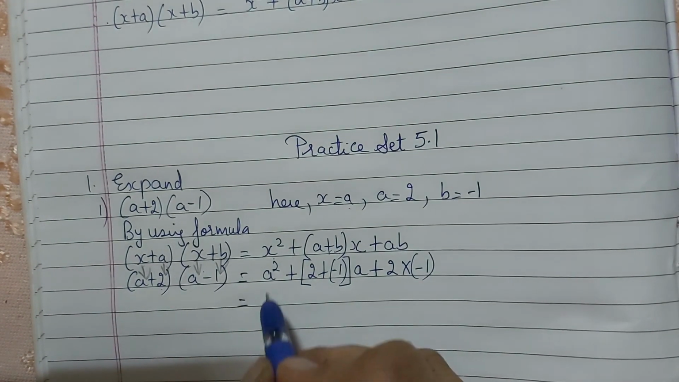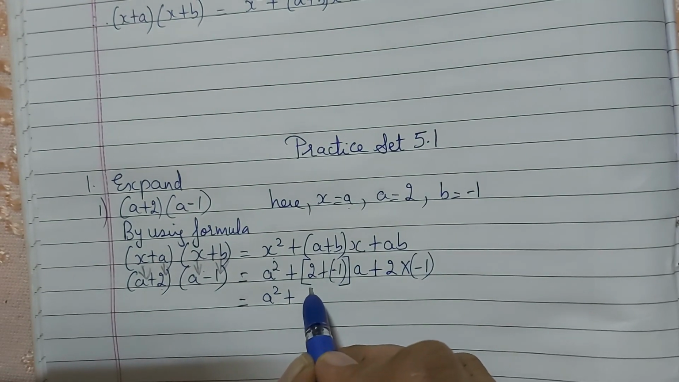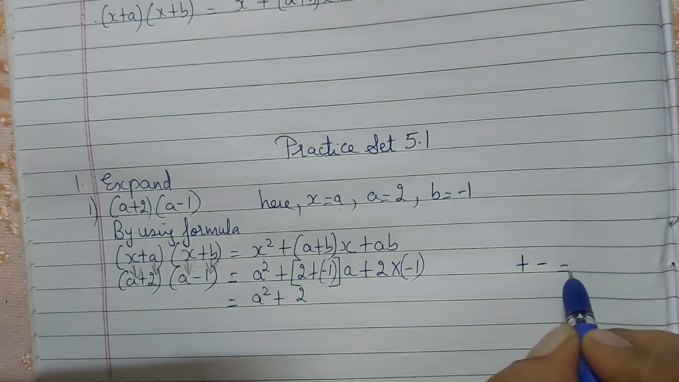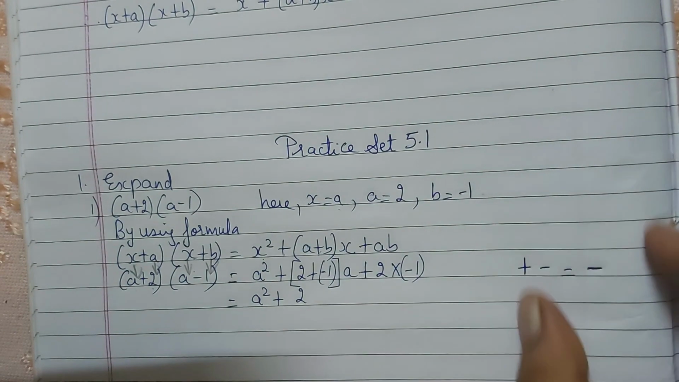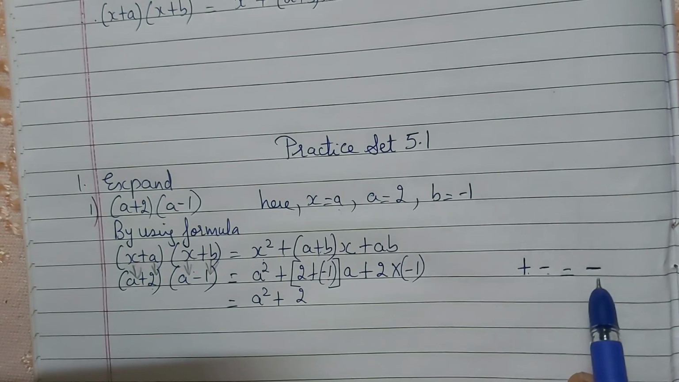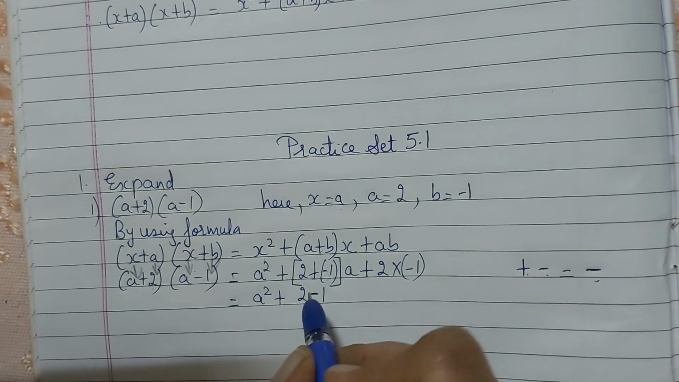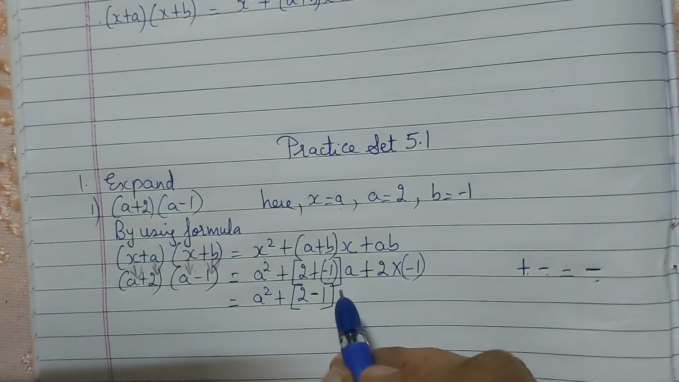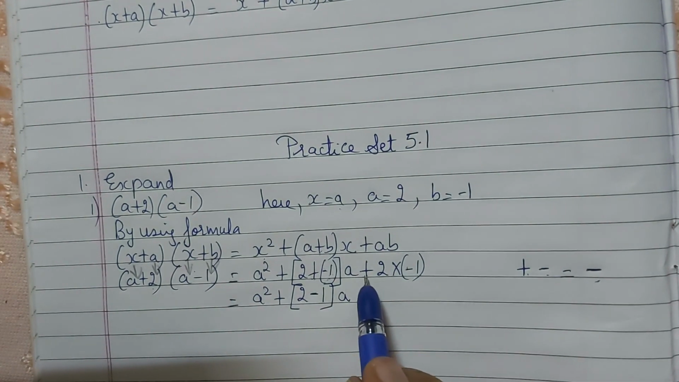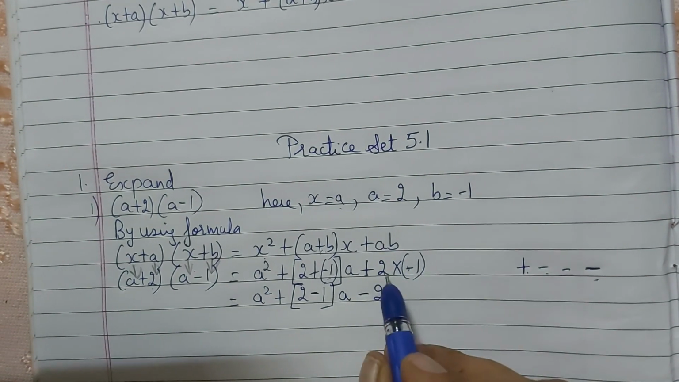Is equal to a square plus 2. Now plus and minus. Plus and minus is equal to what, children? Minus. This is a rough work column you have to make. Okay, over here you have to make one rough work column. So plus and minus is what? Minus. So plus and minus is minus. And this 1, put the bracket. A we have to write it over here. Plus and minus, again we got this plus and minus. Minus 2 multiplied by 1 is 2.